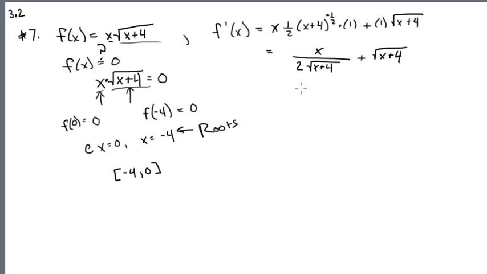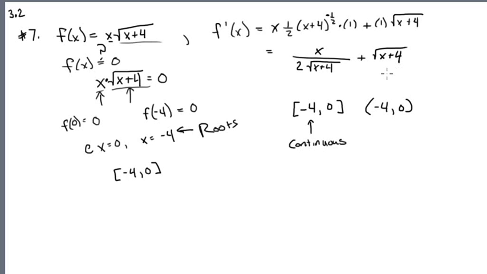Now, on the closed interval from negative 4 to 0, we have a continuous function. If x was less than negative 4, we would have an issue, because we would start to get outside the domain of this function. But on negative 4 to 0, it is continuous.